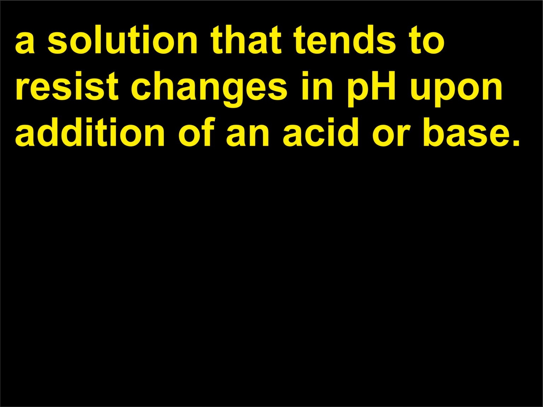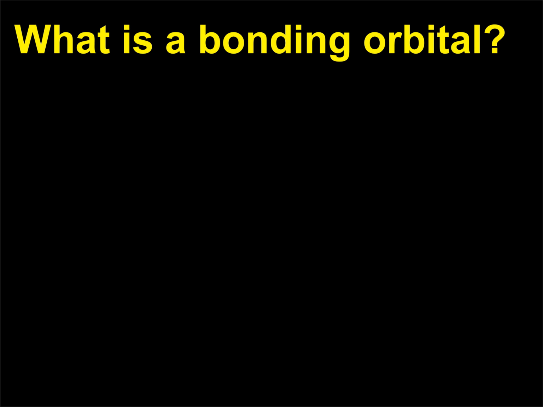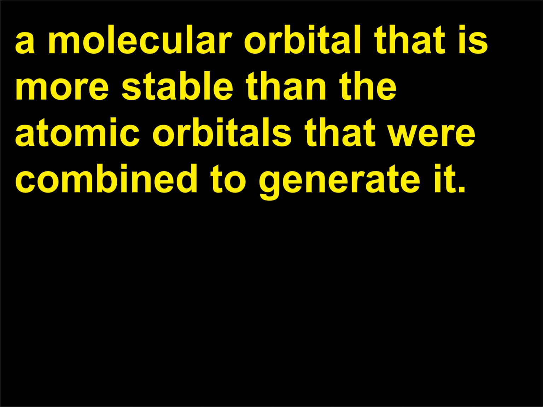What is a buffer? A solution that tends to resist changes in pH upon addition of an acid or base. What is a bonding orbital? A molecular orbital that is more stable than the atomic orbitals that were combined to generate it.